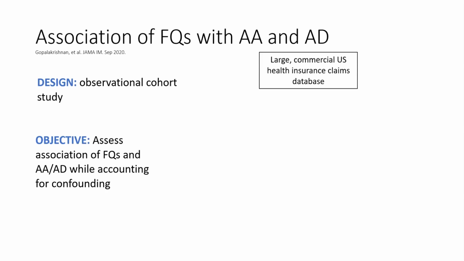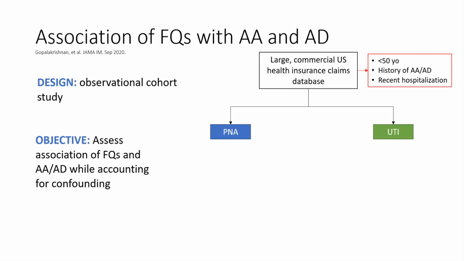They looked at a large commercial U.S. health insurance claims database, excluded patients who were younger than 50 years old, had a history of aortic aneurysm or dissection, or had a recent hospitalization, and split them into a pneumonia and a UTI cohort. They did this to account for residual confounding secondary to antibiotic indication.